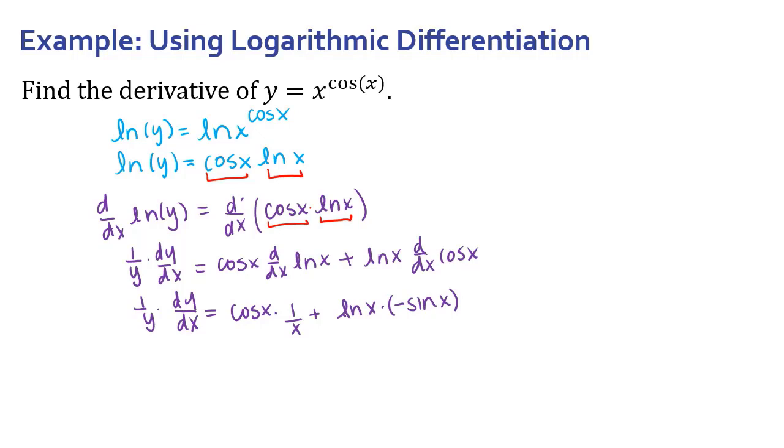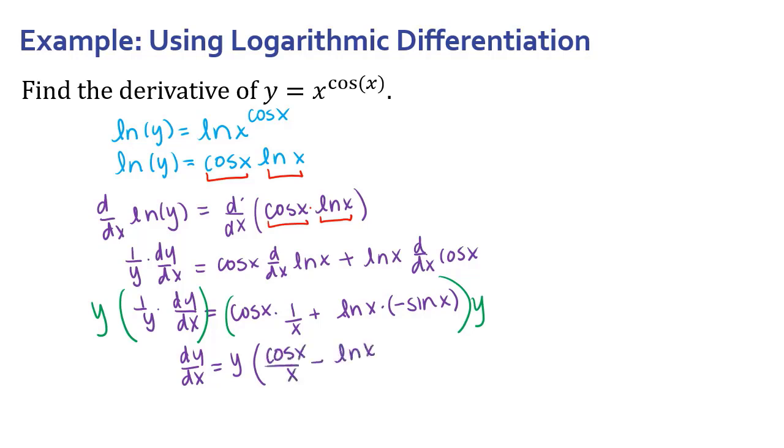All right, now my whole goal is to solve for dy over dx. So to get that by itself, let's multiply both sides by y. So that leaves me with dy over dx on the left equals y times the quantity cosine of x over x minus the natural log of x times sine of x. And now that I have it in this format, I know what y is in terms of x. It's x to the cosine of x, times the quantity cosine of x over x minus the natural log of x times the sine of x. So there is my derivative function.